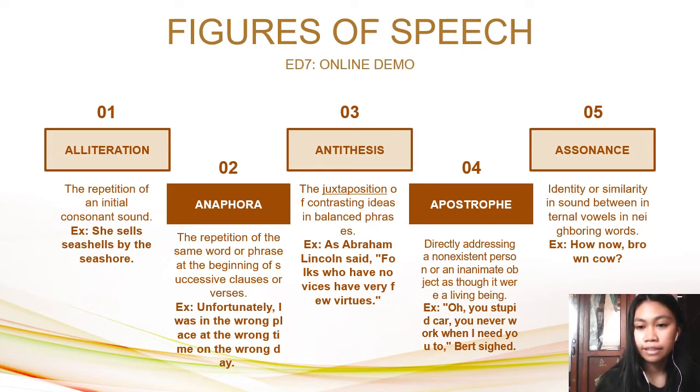So fifth is the assonance. Assonance is the identity, or rather similarity, in sound between internal vowels in neighboring words. Example: how now, brown cow.